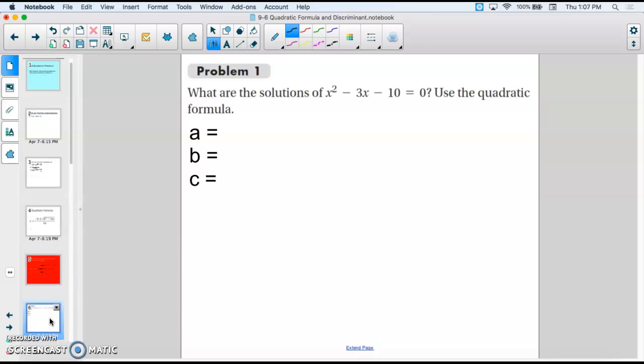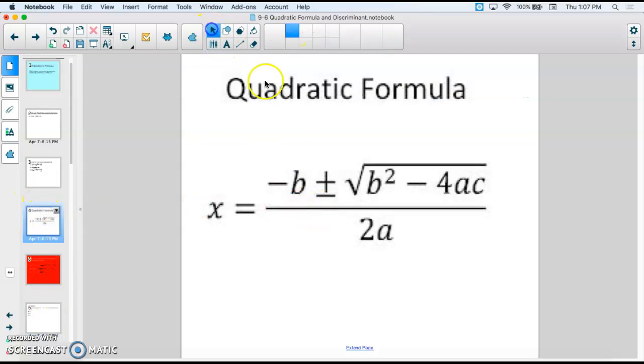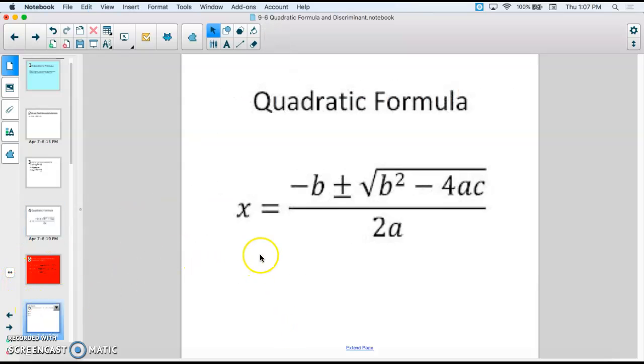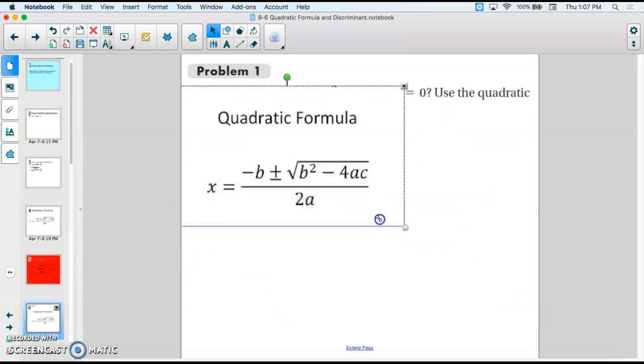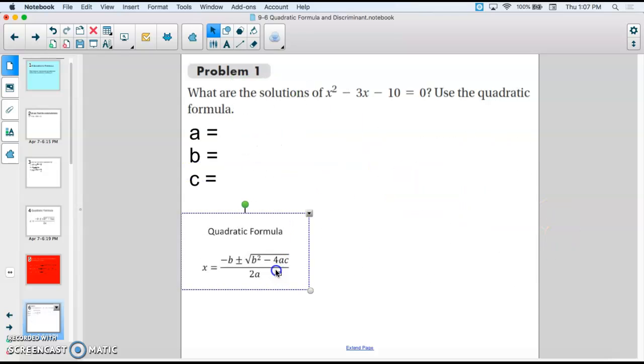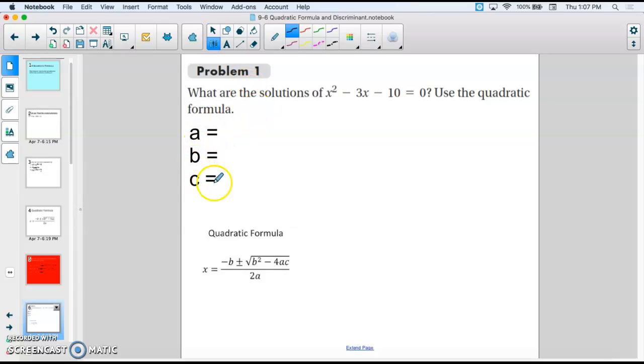All right, so what are the solutions? Use the quadratic formula. Let's go ahead and copy this over so we have it. Whoa, that's big. Sorry. All right, here we go. Just like this. First step here: define what's A, what's B, and what's C. So in here, A, there's technically a 1 out in front, right? B is -3, and C is -10. Once we have those numbers, we're just going to rewrite this formula and put the numbers where they go.